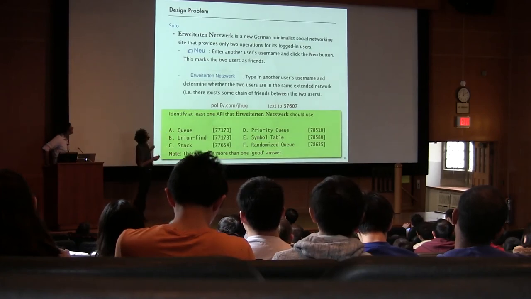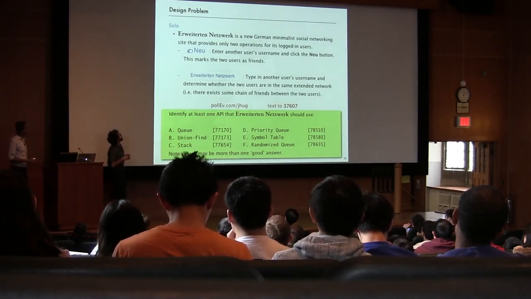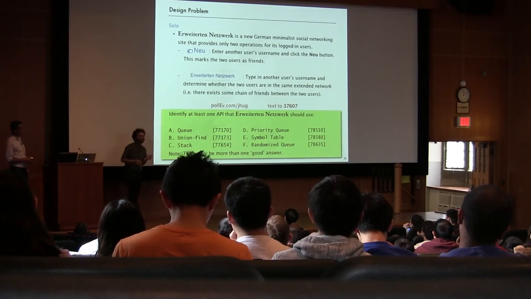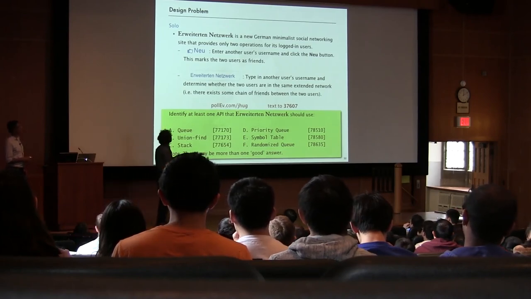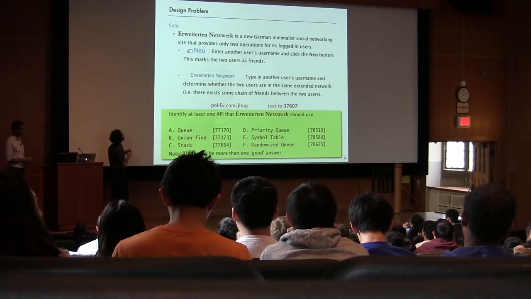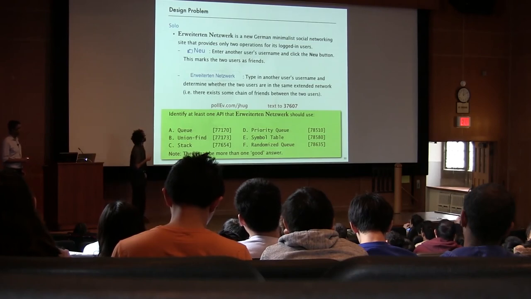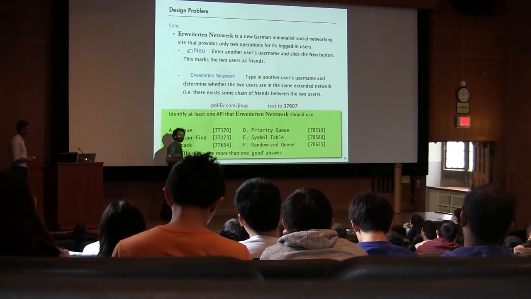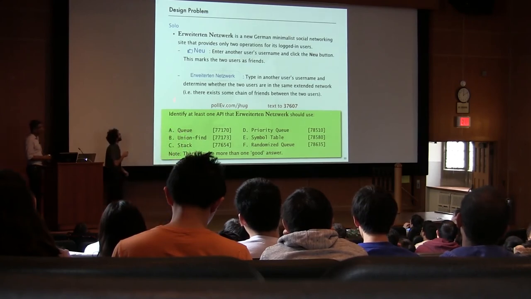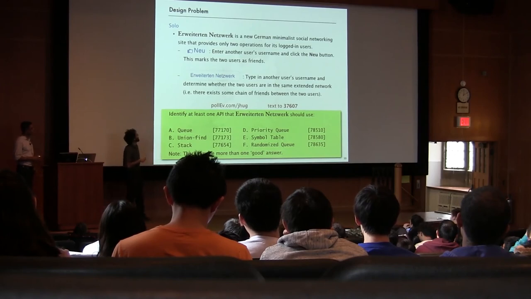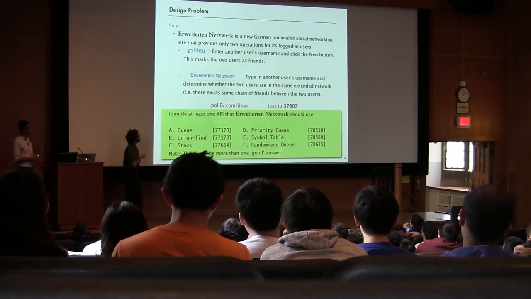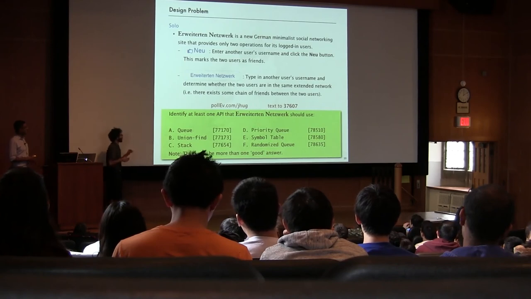Okay. All right, sounds good. So, first thing I want to do is this design problem. So, you guys need to think about a social network, right? That's a German company. Minimalist. Yeah, they're minimalist. You know how Germans are. And there's two buttons on their website when you log in. You can either click the New button. What happens is, if you're logged in and I type in, say, Maya, and click New, we are now friends. The other thing I can do is I can pick another person, say Arvin, and I can press the Extended Network button. And it will tell me whether or not there is some chain of friends between the two of us.